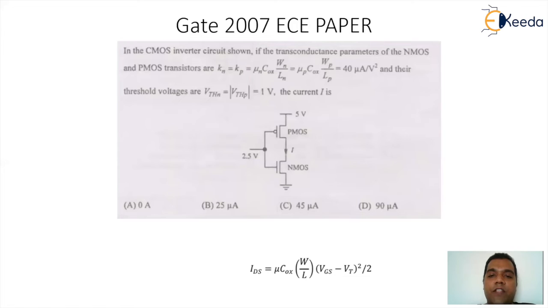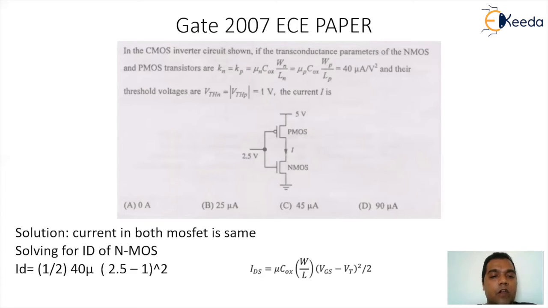We know that the value of VGS for the N MOSFET is VG minus VS. The VG is at 2.5 and VS is at 0 volt. So automatically the value of VGS is 2.5. VT for both the MOSFETs is 1 volt. So now we just have to go for a substitution and we'll get the answer directly. So solving for ID, the substitution is half 40 microampere, 2.5 minus 1 the whole square. Solving it, we get the value as 45 microampere. So the correct answer for this question is option C, 45 microampere. Thank you.